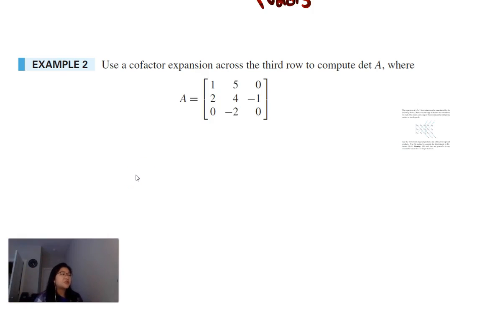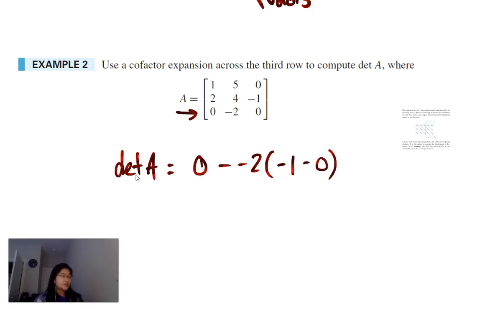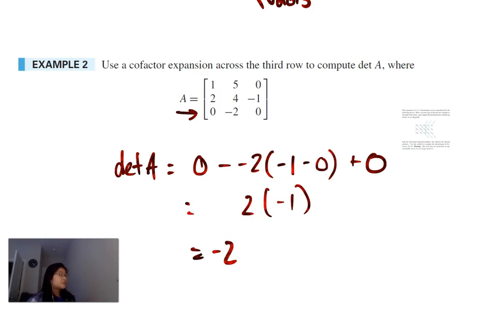If we're using our cofactor expansion across the third row to compute the determinant of A, where we have the same matrix A, then we get determinant of A is equal to, we got a 0 for our first thing, minus -2 times our determinant of this, which is -1 minus 0, and then plus a 0. So -1 minus 0 is -1, -2 times -2 is +2, so we end up with -2. It's the same determinant, which is pretty cool.